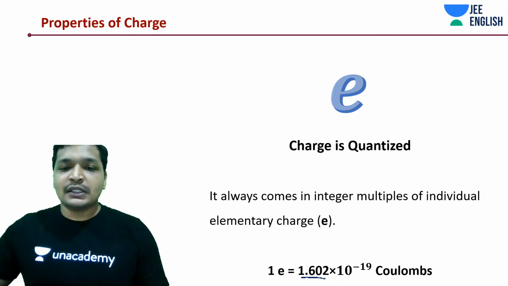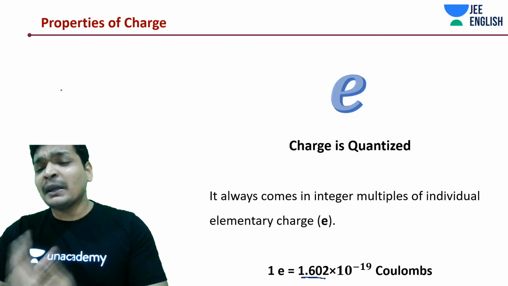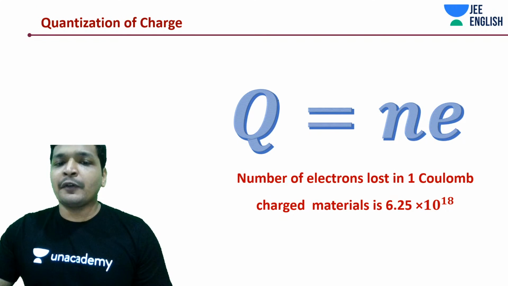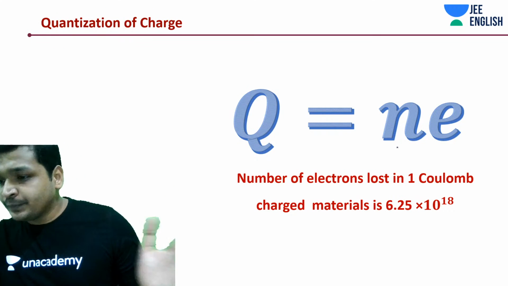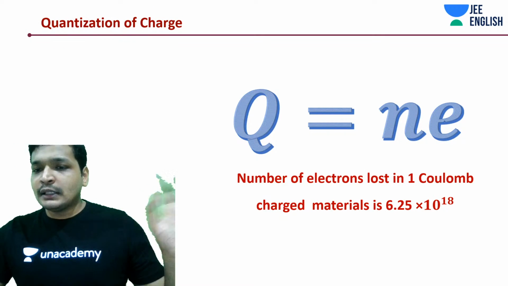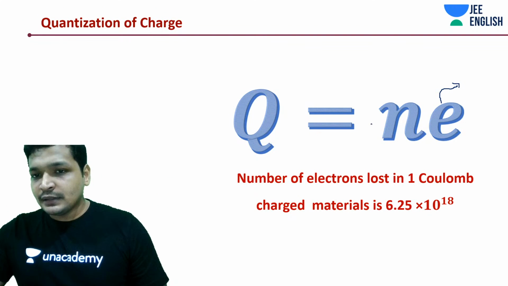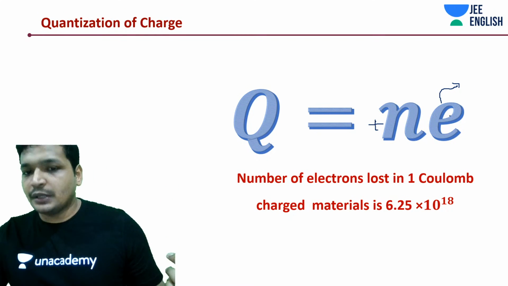It always comes in integer multiples of e. Integer multiple of e means, for example, if I'm going to state a charge Q, it's going to be N into e. If this is plus, then let's say the number of electrons has been lost.